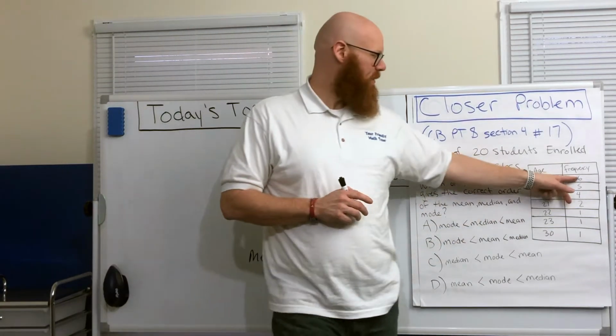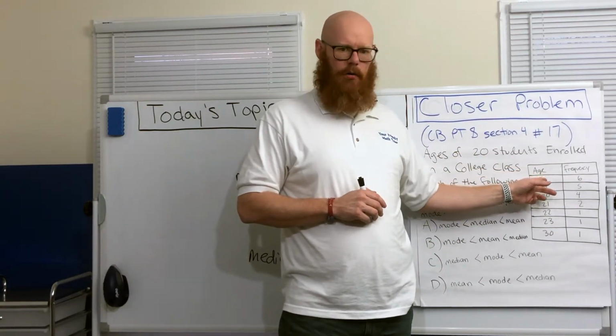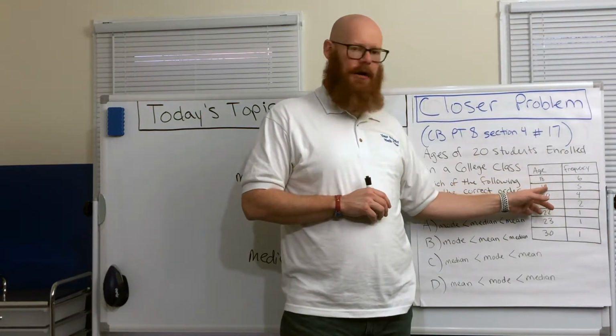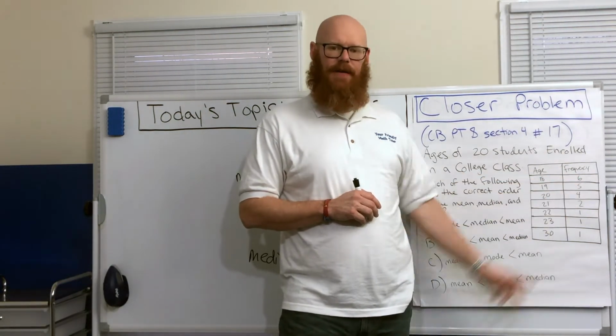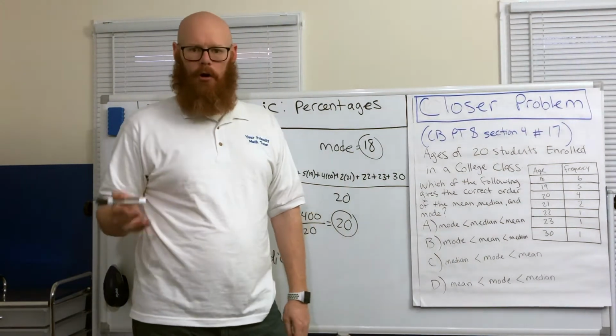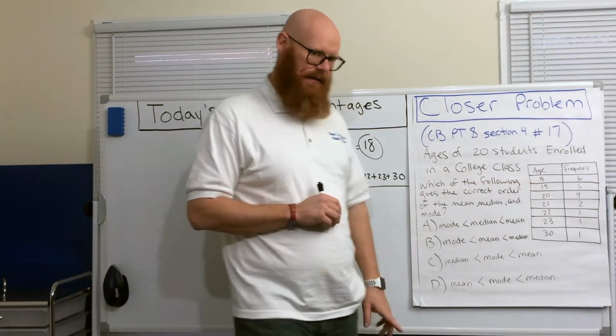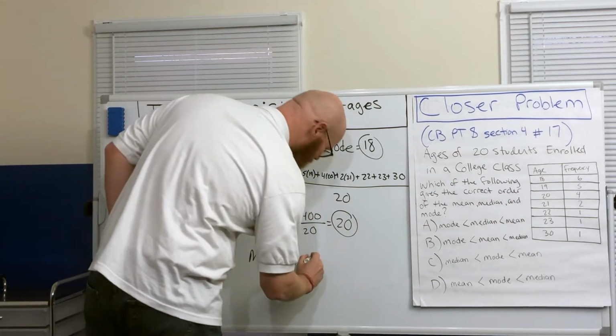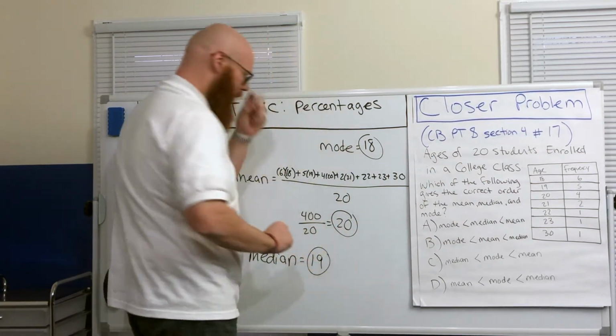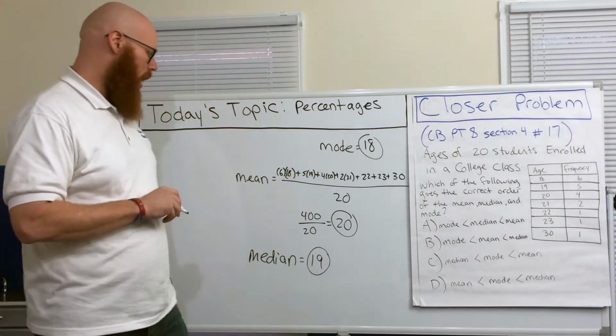Well, the first 6 people are 18 years old, and the next 5 people are 19. Well, look at that. 6 plus 5 is 11, which puts us over our halfway point. So that must be the age of 19. So the median is 19. We do not have to list them out and do the cross-out method.